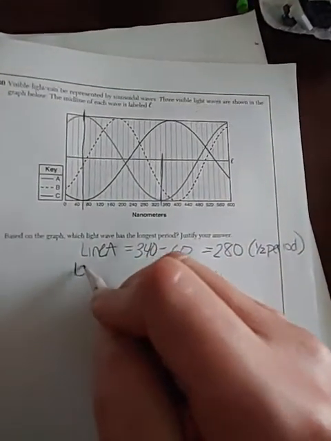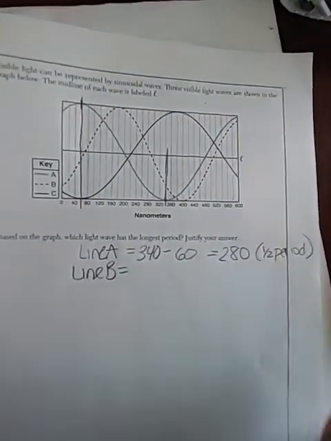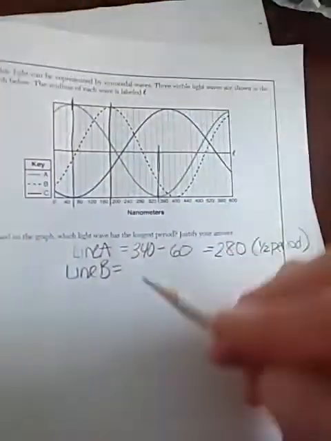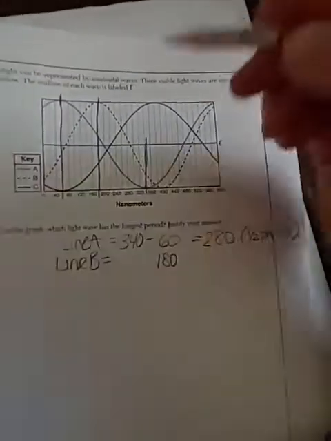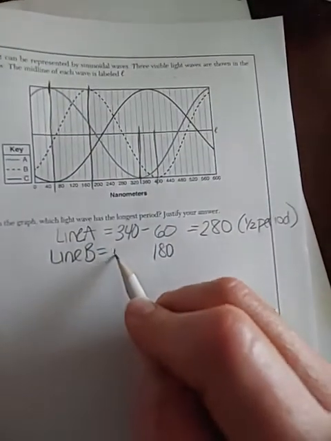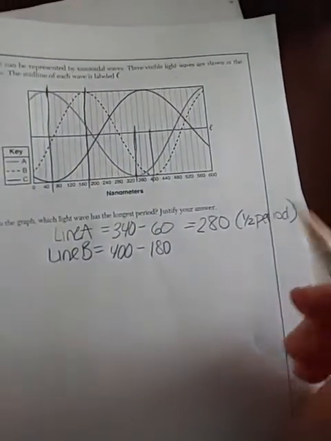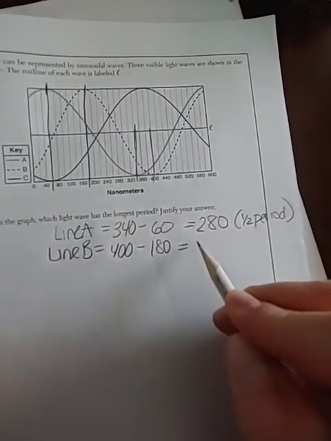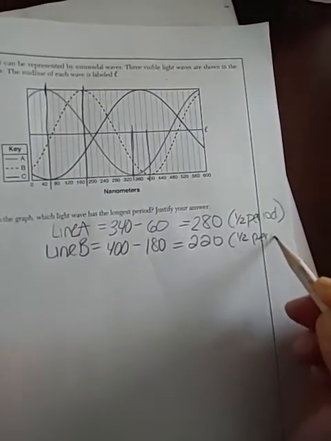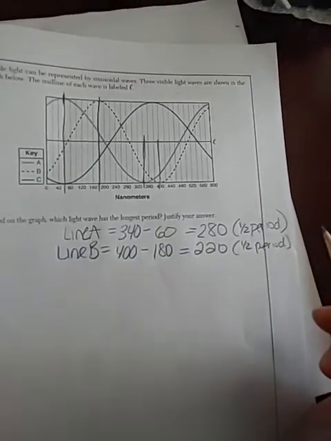All right, now I'm going to do line B. Okay, line B is the dotted one. So the maximum is hit at 180. And the minimum is hit at 400. So if I subtract those, I get 220. That's half the period. So that means that the whole period is 440.